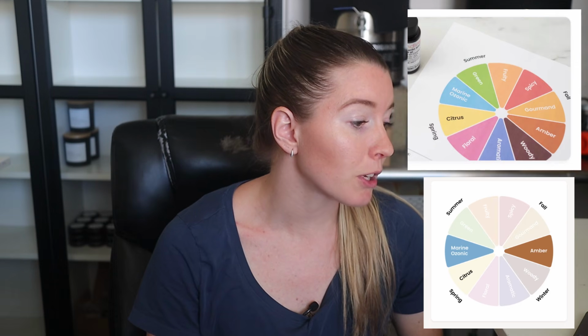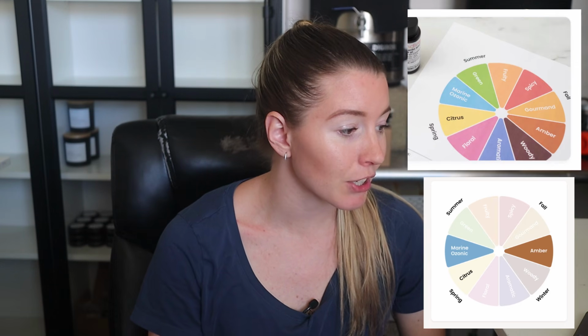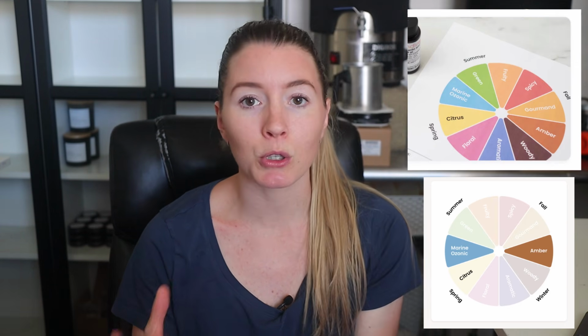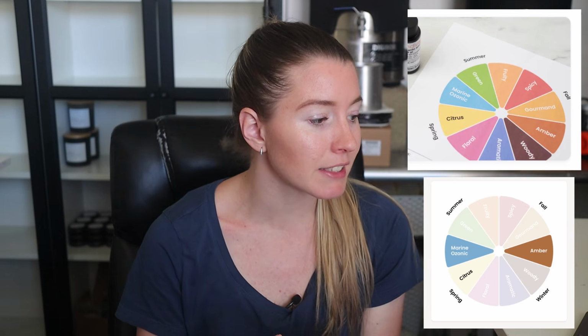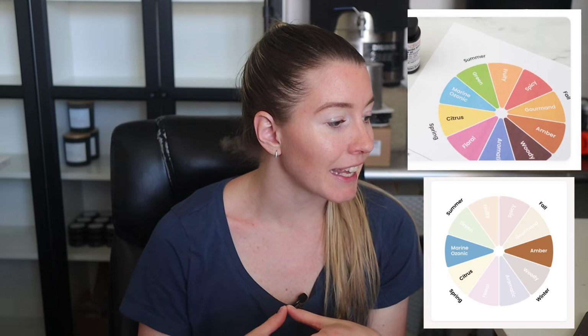So for instance, looking at this wheel, you could play around with blending together the amber, the marine ozonic scent, and then you could also add in a citrus scent on top. So maybe a bright orange or a lemon peel or something just to brighten it up.